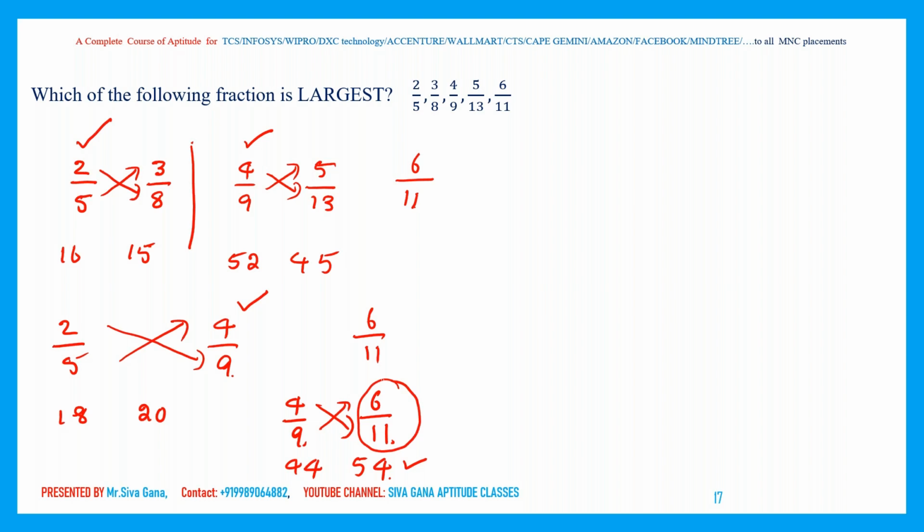Easy and no difficult method. Easy method, right? Follow this method, which is a very easy method. The answer for the question is 6 by 11, which is the largest. If he is asking the second largest, the answer is 4 by 9.